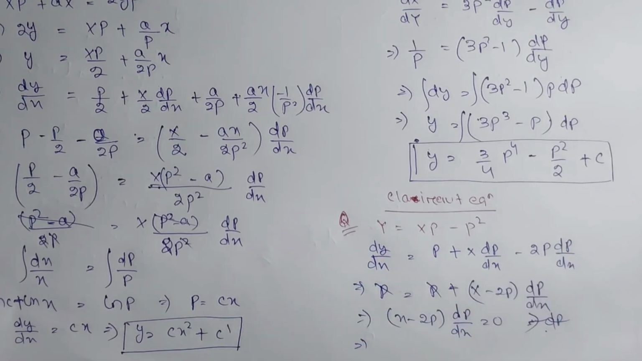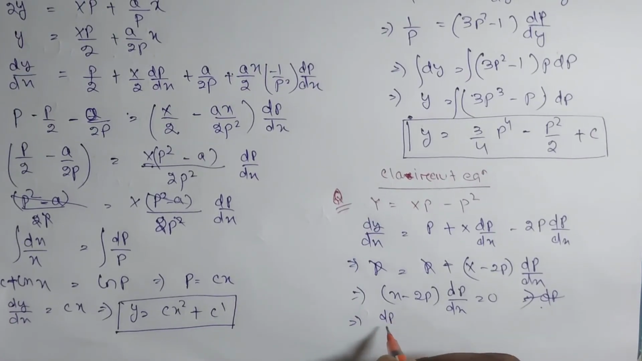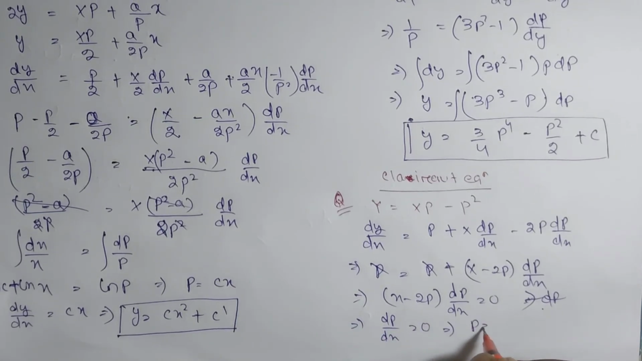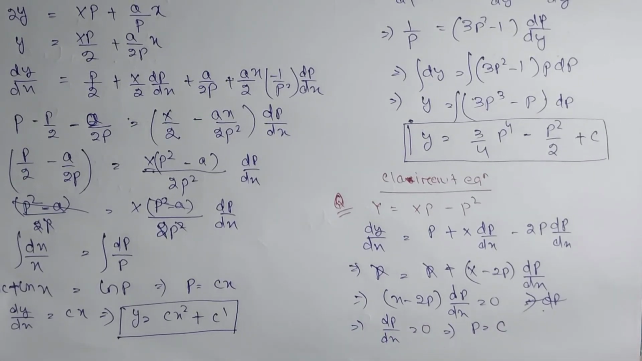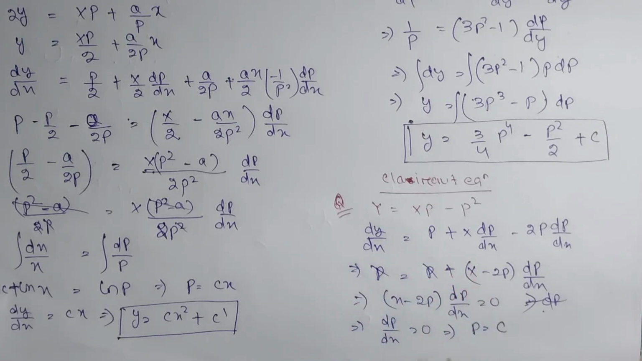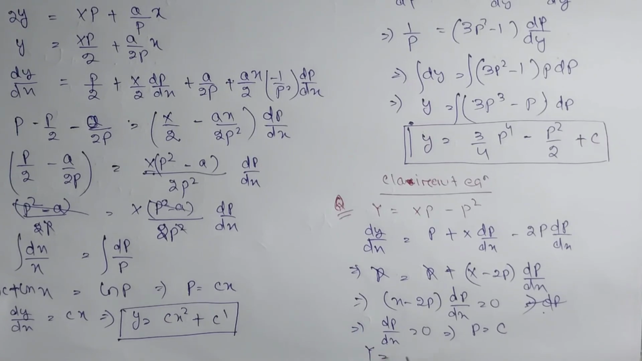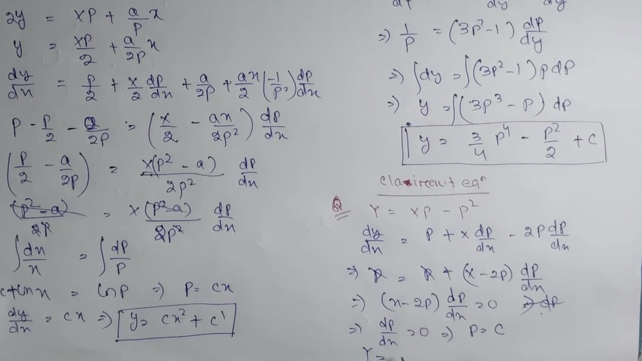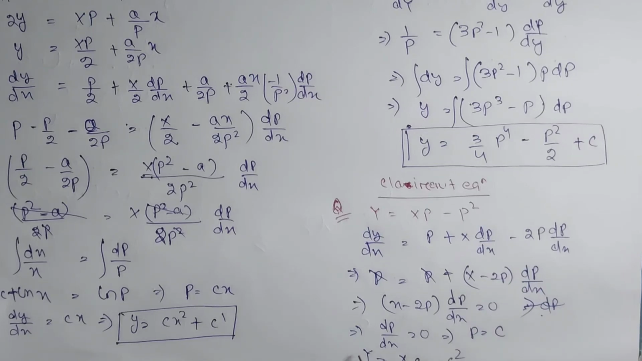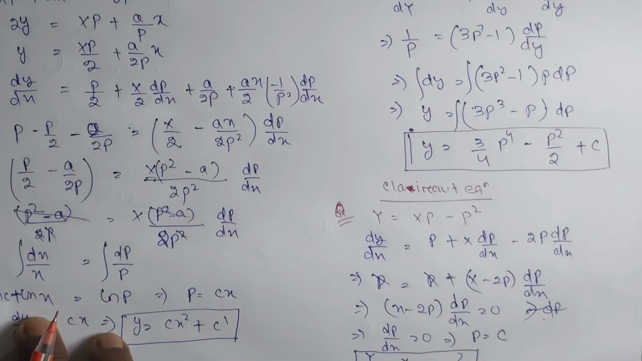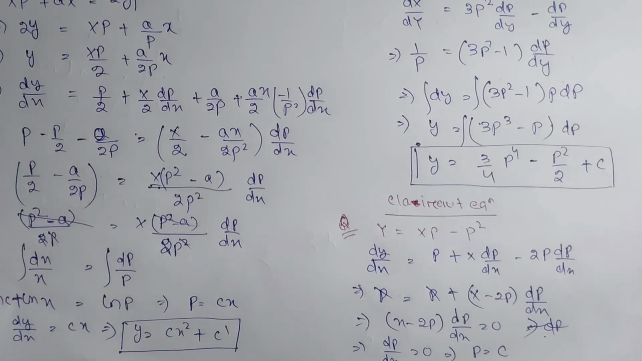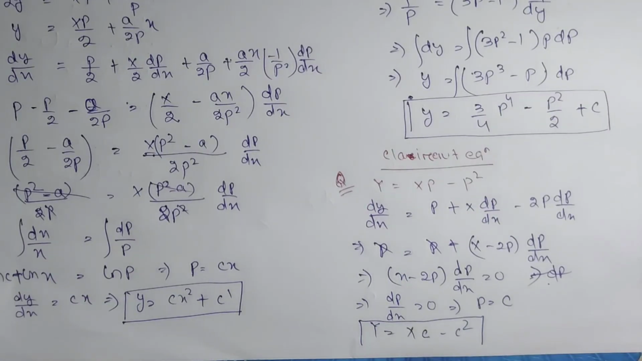If we take dp by dx equals 0, then p equals some constant c. Now putting the value of p in the equation, we get the solution y equals x c minus c square. So this is all about solving higher degree differential equations, and next we will talk about higher order differential equations and how to solve them.